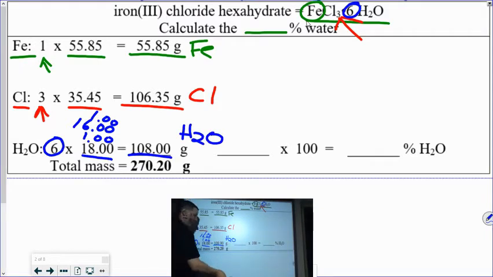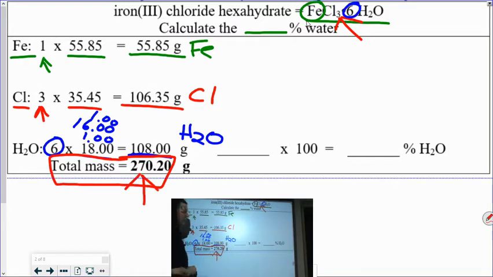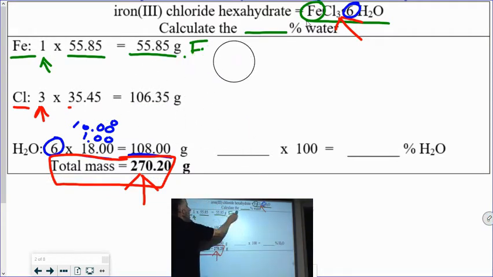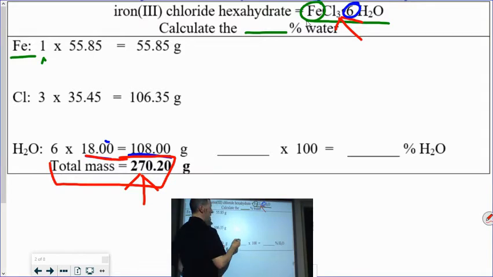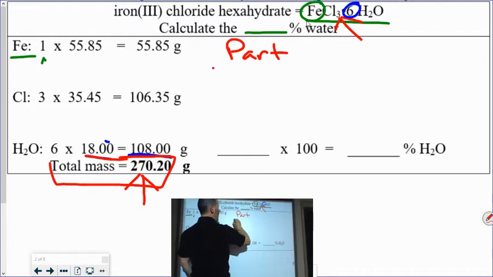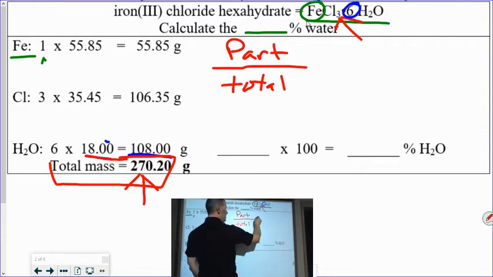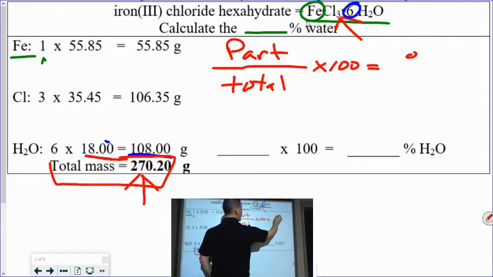So what I'm going to do is add all of that together, and I'm going to get this grand total. The total mass of iron 3 chloride hexahydrate is 270.20 grams. I want to figure out the percent water in this compound. That is my goal. When I calculate the percents of anything, I put the part I want to know about on top. I put the whole thing or the total thing on the bottom times 100, and that gives me my percent.